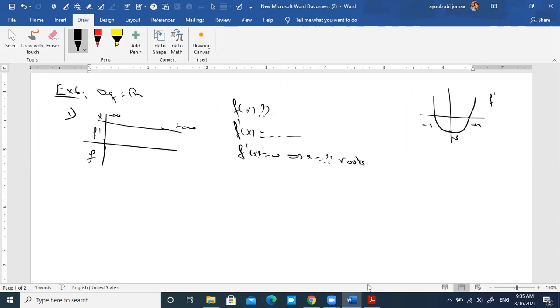Moreover, when you have to find the variations of the function, you need the sign of f prime, the sign of the derivative. You have the graph of the derivative. Can't you determine the sign of this derivative using this graph? How can you determine the sign of f prime from this graph?